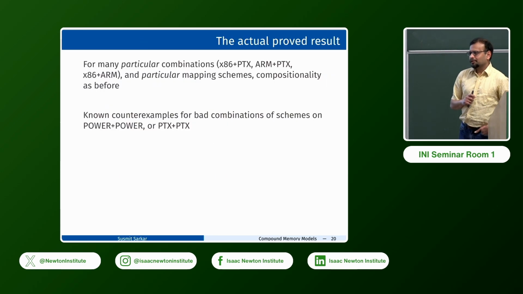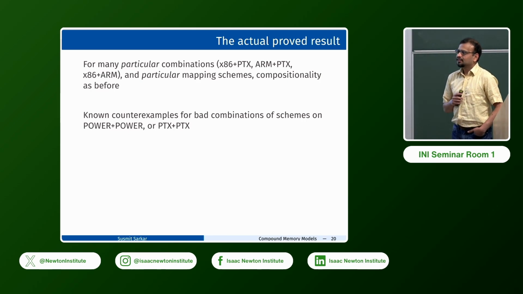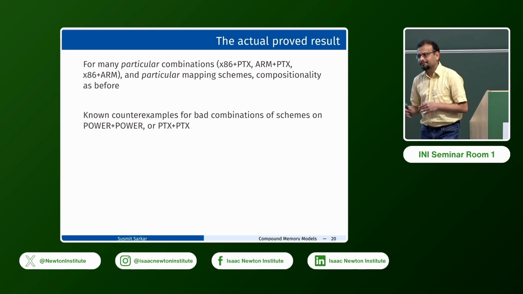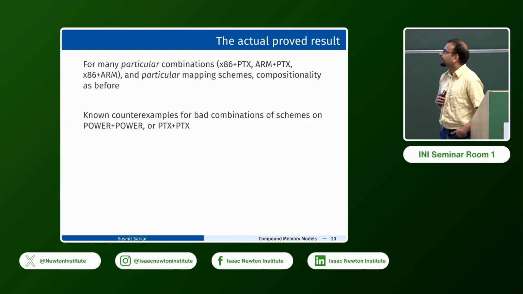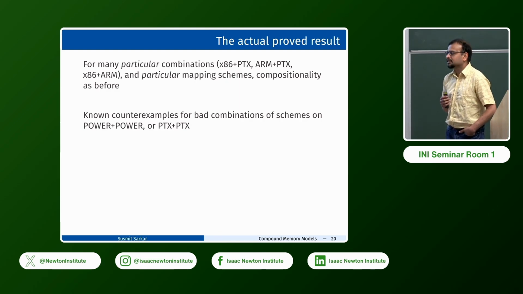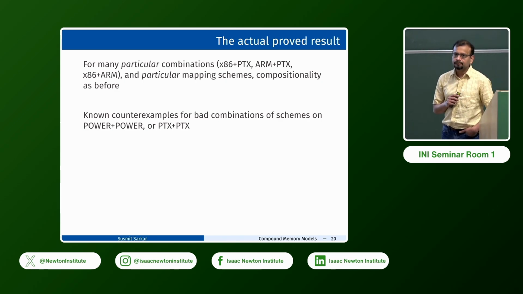Okay. So what we actually did in our PLDI paper was prove that for many particular combinations, all of the ones on the slide, if we followed particular sets of different mappings on those architectures, then we would get the compositionality property. And we also knew there were counterexamples if we had bad or incompatible combinations, for example on Power and Power, or PTX and PTX, or ARM and PTX, and so on.